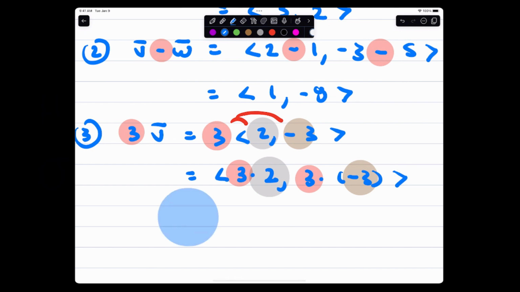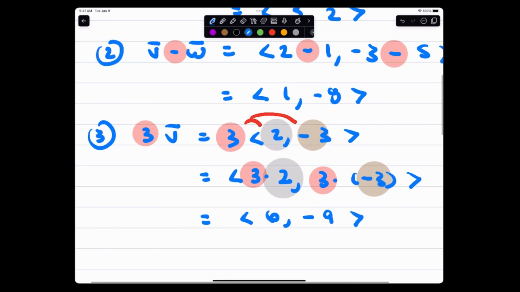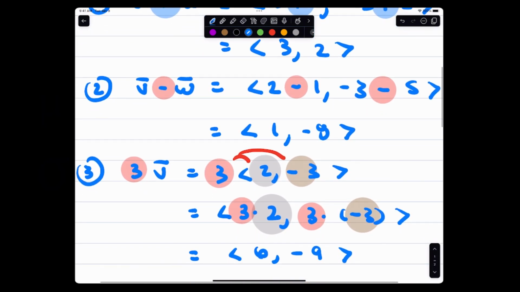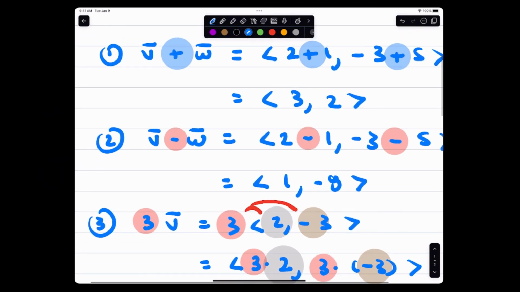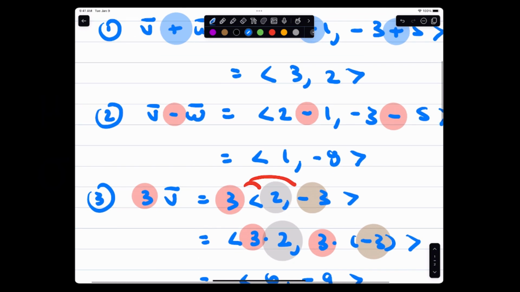So what does the arithmetic give us now? 3 times 2 is 6. 3 times -3 is negative 9. And there you guys go. This is your scalar multiplication. It's pretty simple. It's just based on some arithmetic. So those are like the 3 main operations: addition, subtraction of 2 vectors, scalar multiplication.